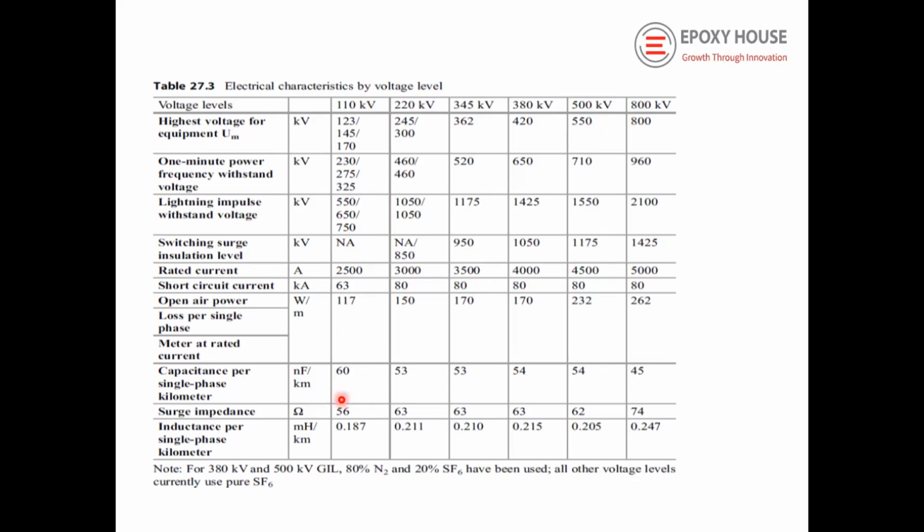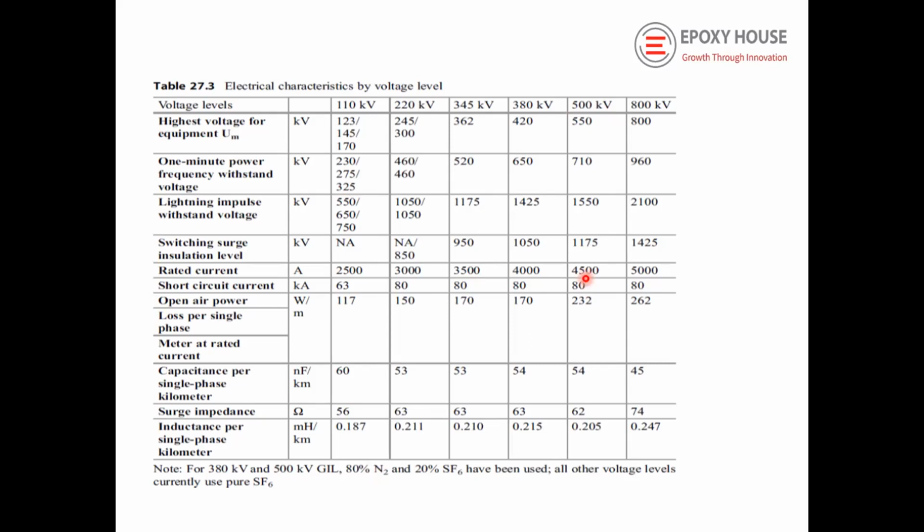It's up to 2500 amps to 5000 ampere current rating that is given. This also can have pure SF6 gas, or 80% nitrogen, 20% SF6 gas. Both are there. So here for 380 kV and 500 kV GIL, gas insulated line, 80% nitrogen. In these two cases, 380 and 500 kV, they have used 80% nitrogen, because it is not necessary to have any switching operation there. It is only the electrical insulation requirement.